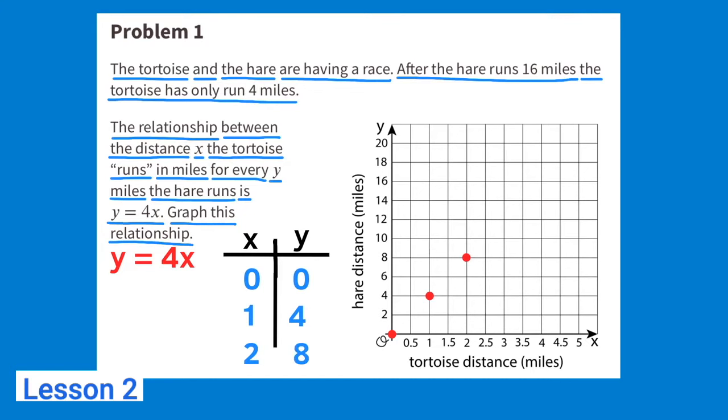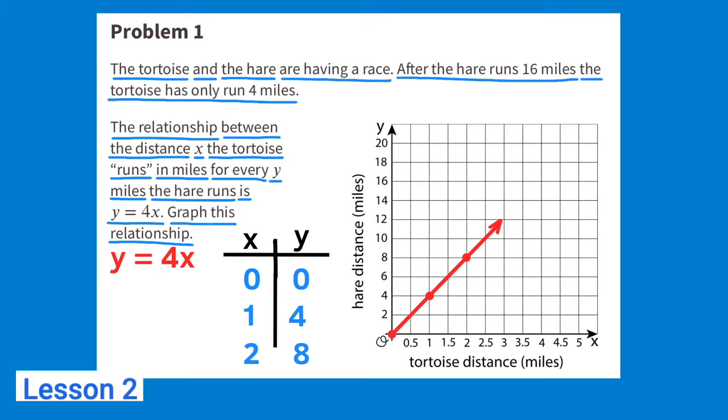8. If you look closely, you can see that I plotted each of these sets of coordinates, and they all fall on this line. The horizontal axis, or the x-axis, represents the distance that the tortoise runs in miles, and the vertical axis, or the y-axis, represents the distance the hare runs in miles.